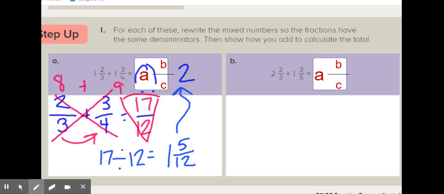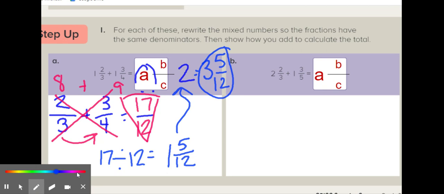So I'm going to go ahead and write equals, even though that's not technically correct, but the answer will be 3, because 2 plus 1, right? Okay. And then 5/12. So there's the final answer. Okay, so I know there's lots of steps in these, but as you do them more and more, it will get easier.